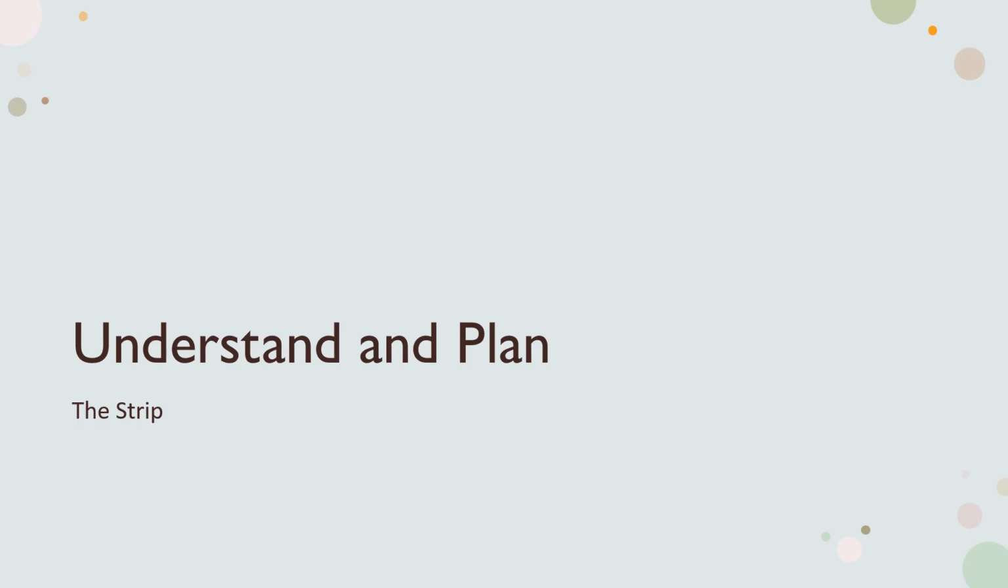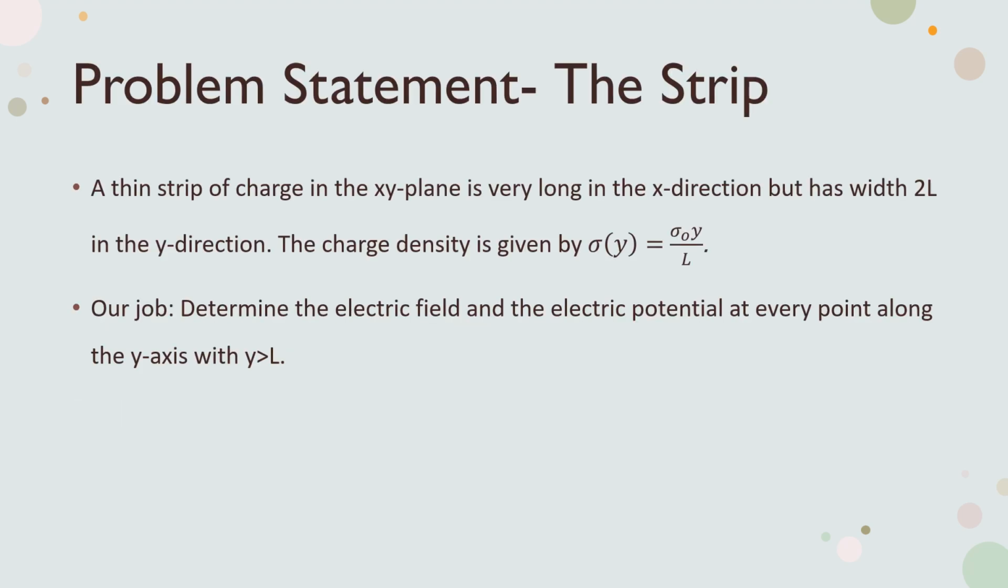The first section of this project is the Understand and Plan section. From the three options for this project, our group decided to analyze the strip. The information that we gathered from the problem statement was that we have a thin strip of charge, or wire, that's located in the XY plane. This thin strip of charge is said to be very long in the X direction and have a width of 2L in the Y direction, which is important for our assumption section later on.